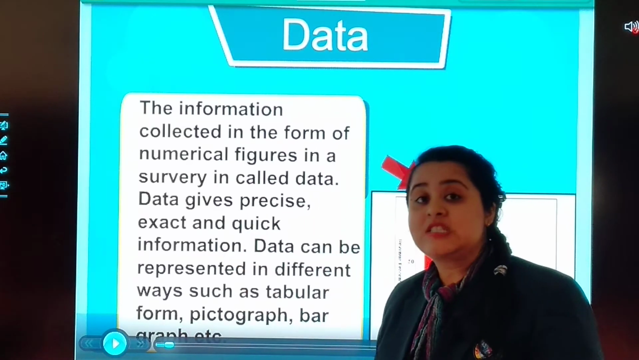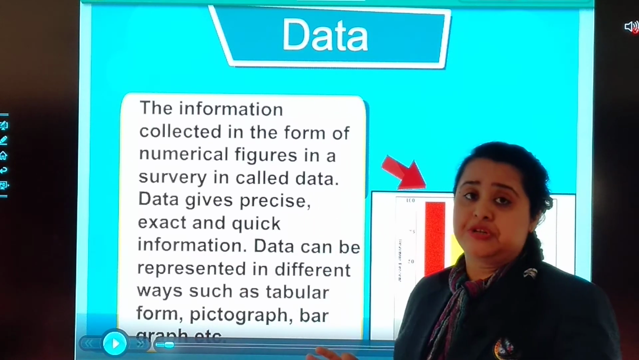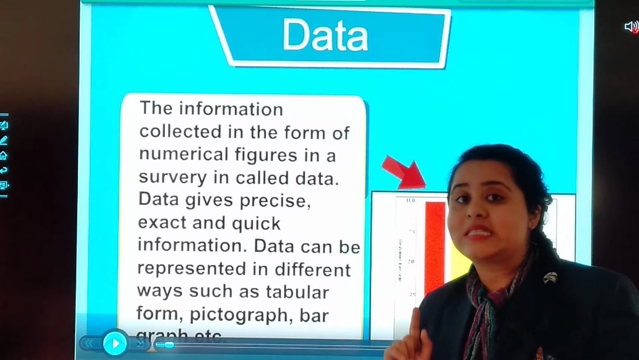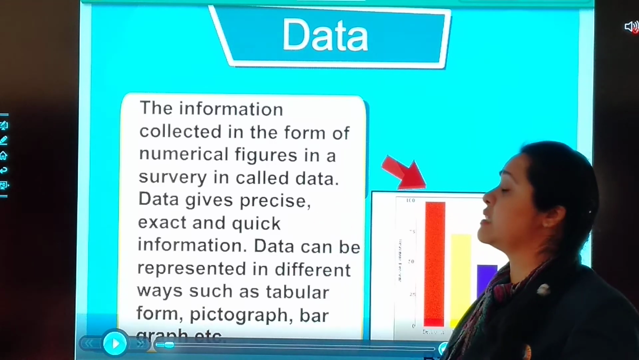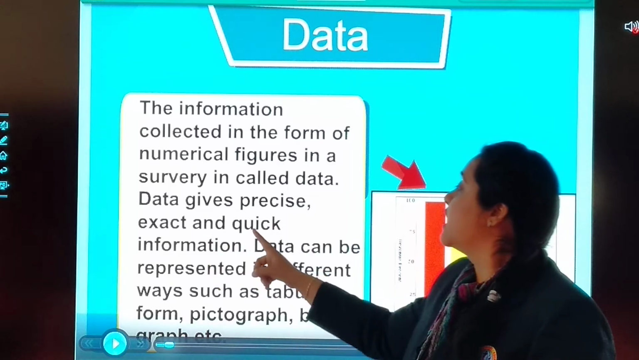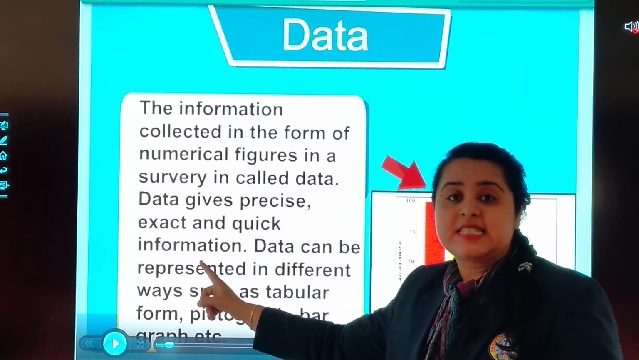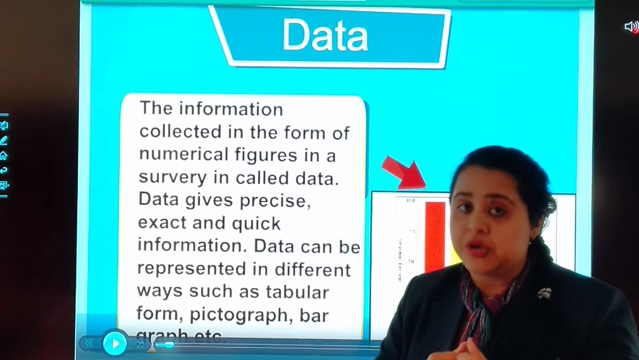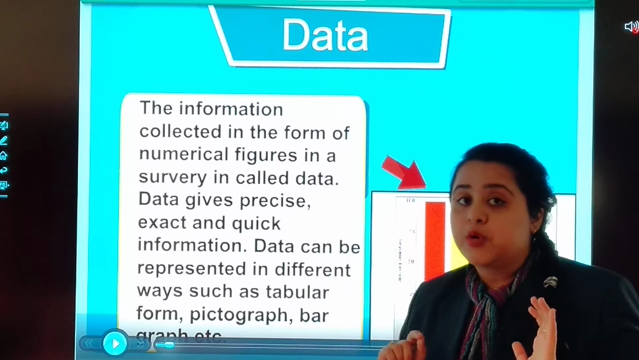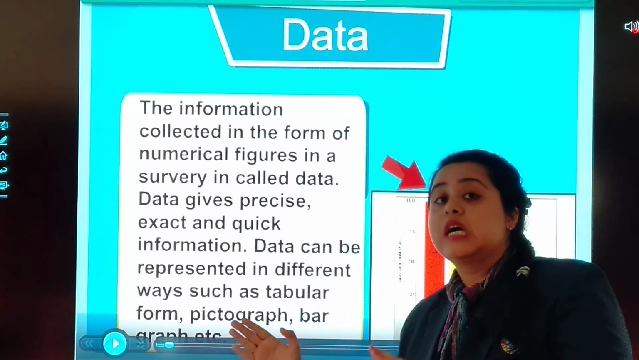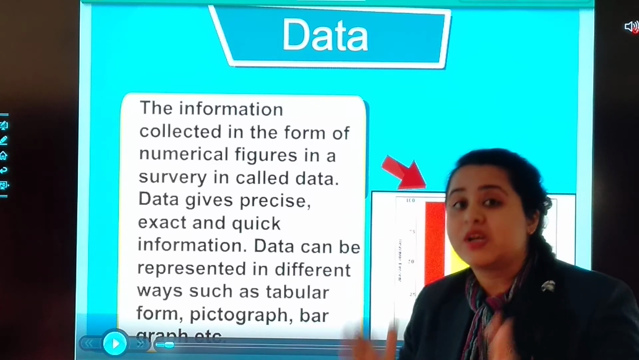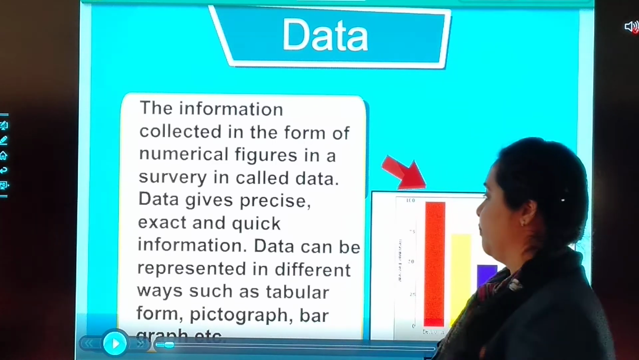Let's have a look at this meaning. The information collected in the form of numerical, that means numbers, figures in a survey is called data. Data gives precise, exact and quick information. You don't need to count it again and again. When you go home from school and you have 4 pencils, your data will remain precise.